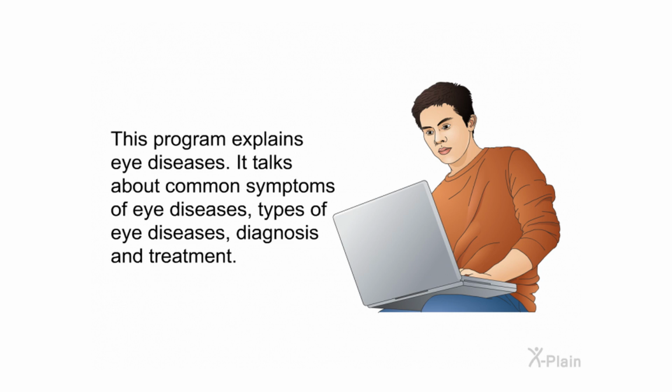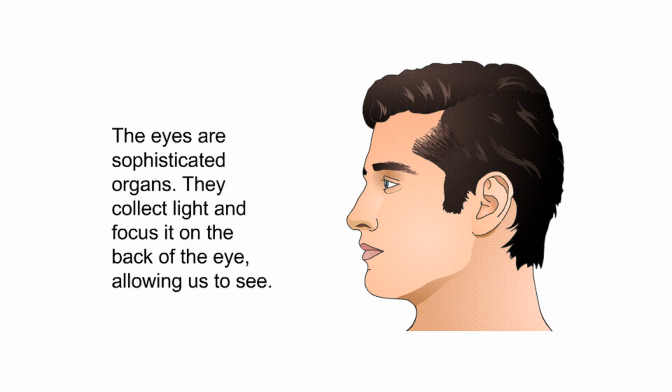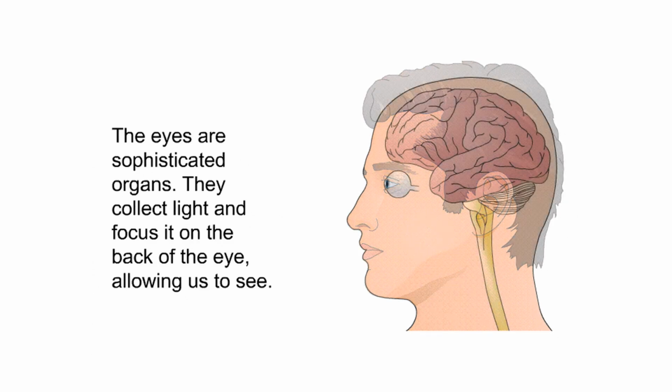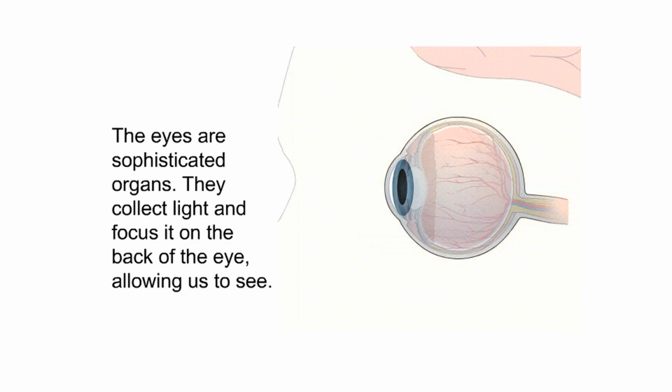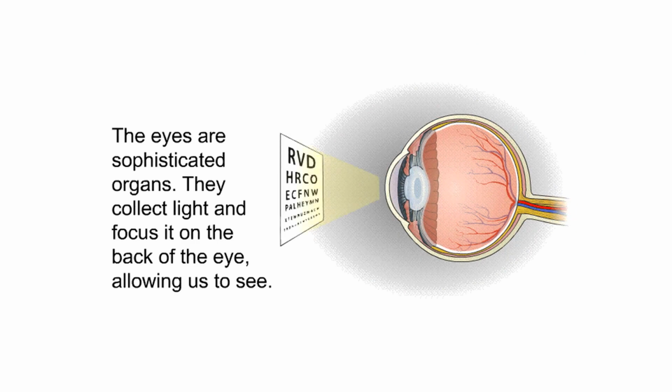This program explains eye diseases. It talks about common symptoms of eye diseases, types of eye diseases, diagnosis, and treatment. The eyes. The eyes are sophisticated organs. They collect light and focus it on the back of the eye, allowing us to see.